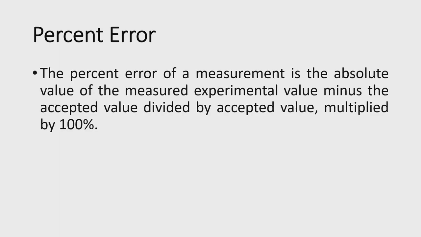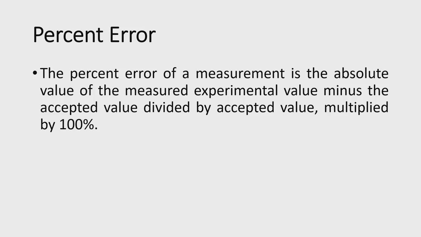Now, another way of determining error is by percent error. What is percent error? Percent error is simply the absolute value of the measured experimental value minus the accepted value, divided by the accepted value, multiplied by 100%. If you want to know how many percent of error may fall on your measurement, you can use this.